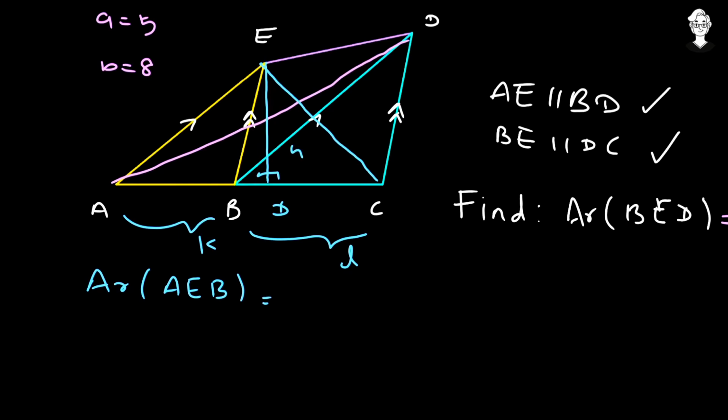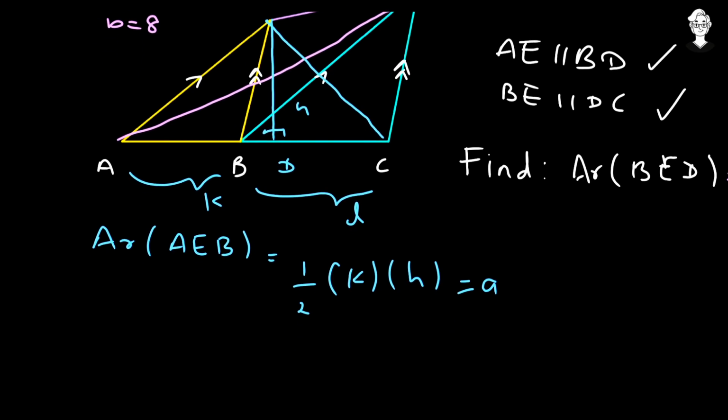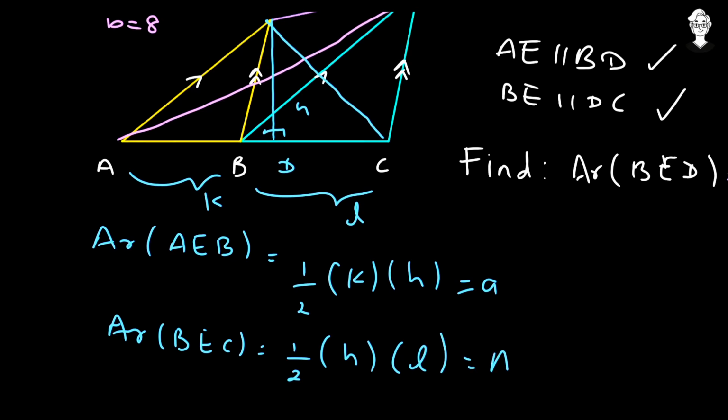So the area of the triangle AEB is equal to half the base K, and the height is going to be H. AEB was marked as a variable A in the beginning, so that is equal to A. Similarly, the area of triangle BEC in this same diagram is going to be half, sorry, not the base, the height is h and the base is L, and that is equal to the area of triangle BEC.